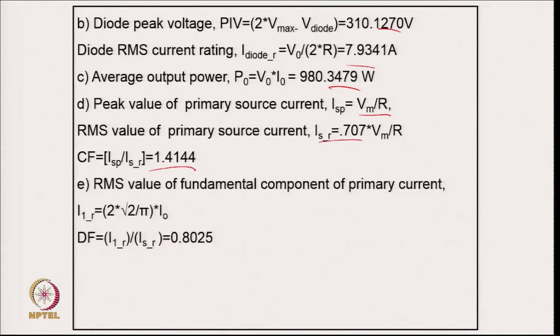So, it comes typically to root 2 for a sine wave, then the distortion factor because of the harmonics comes to 0.8, and displacement factor, because it's a diode, is 1. So, power factor goes the same as the distortion factor. So, this power factor reduction is because of harmonics only.